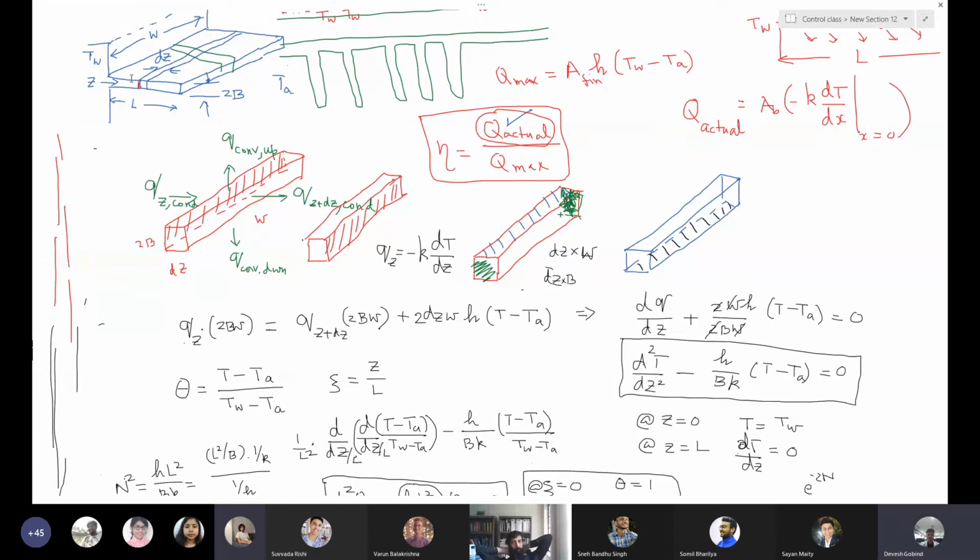Sir, heat loss is integrating over a differential volume, rho Cp dT/dt. No, it's not dT/dt. There is no time, so it's a steady state. It's a steady state situation. Sir, K into A into dT by dz at z equal to 0, and A will be W into 2B.